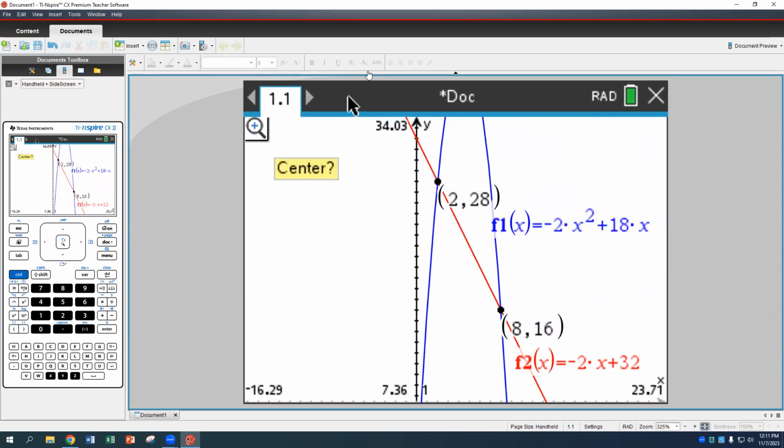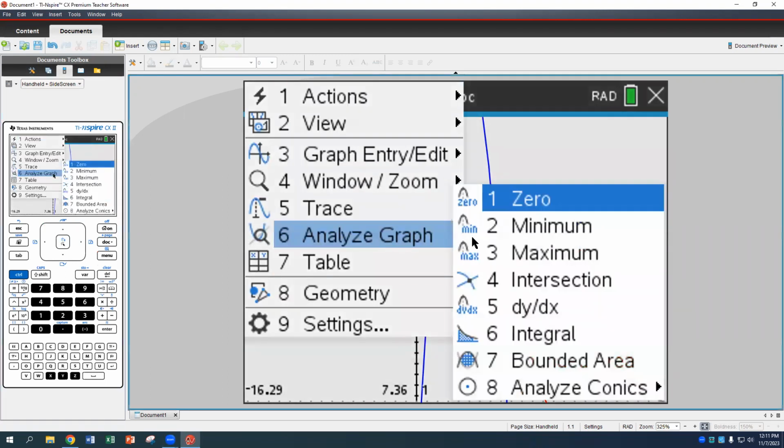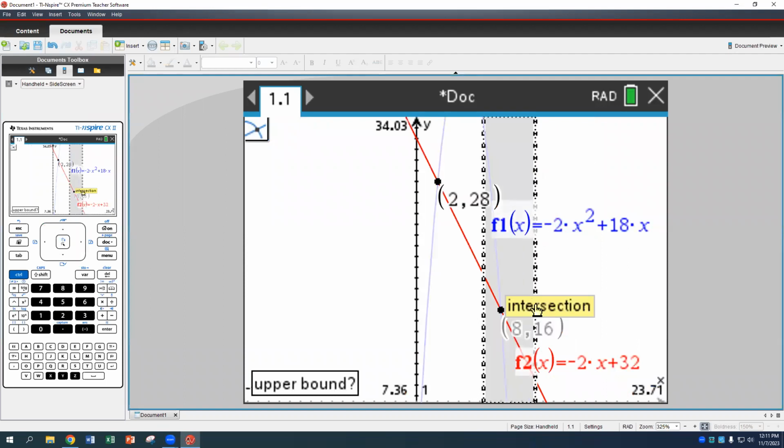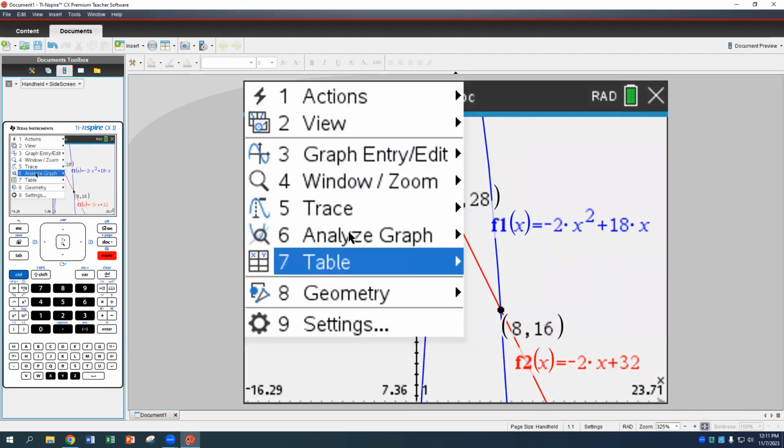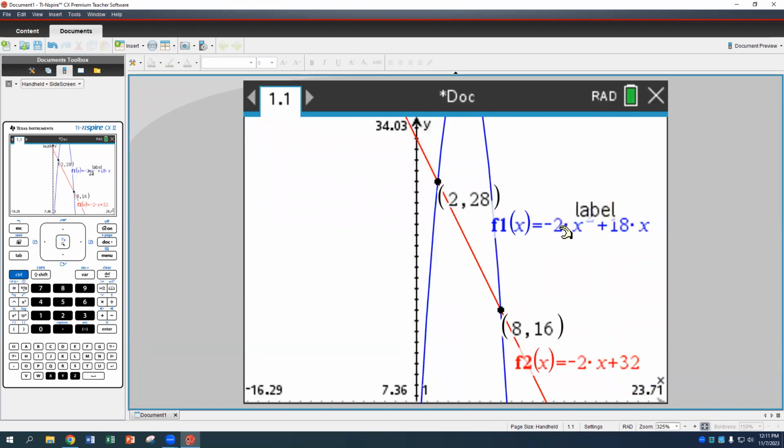Okay, and then those are my two intersections, right? And if you needed to do them again, right, menu, analyze graph, intersection, you click and click. So 2, 28 and 8, 16 are the coordinates where they intersect.